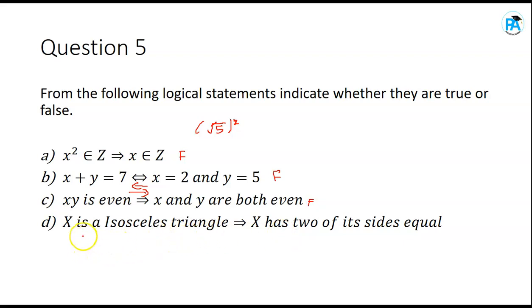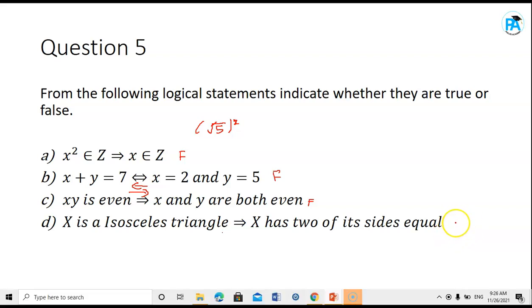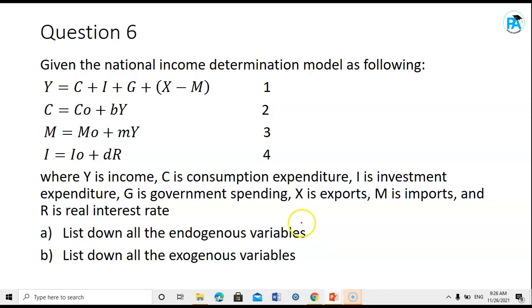Then D. D says x is an isosceles triangle implies x has two sides equal. Is that true? Whenever a triangle is an isosceles triangle, it implies that two of its sides are equal. In fact, two angles are also equal, aren't they? So this implication is true. Is that clear? Yeah. So let's look at this.